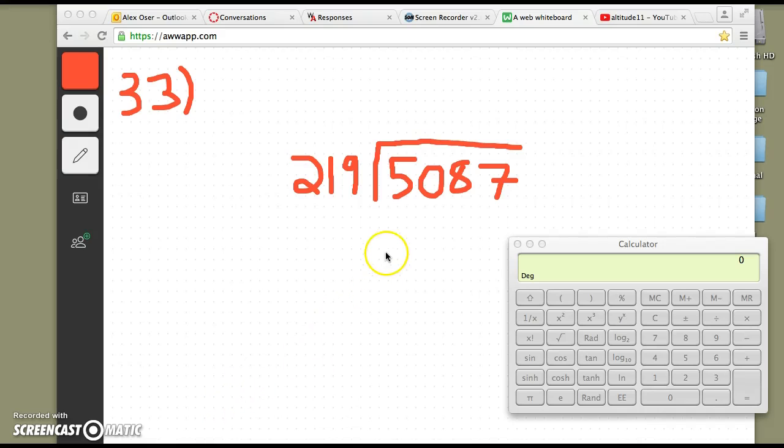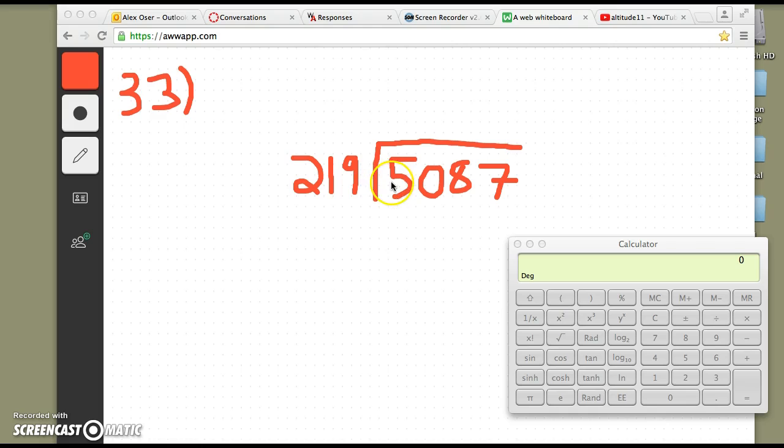Hey, Tonya. We're going to go ahead and go through this problem here together, and hopefully that'll give you a good idea on how we can use long division, as it is called, to come up with a correct remainder. So remember, in this problem you have 5,087, and we're dividing that by 219.